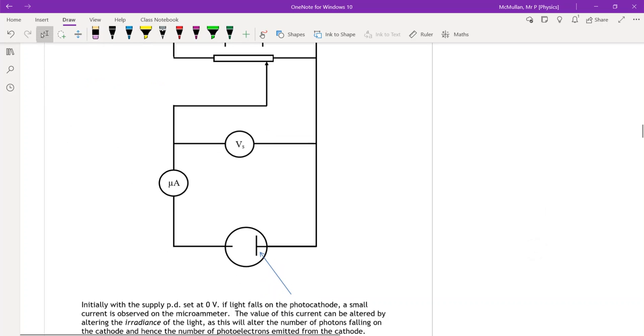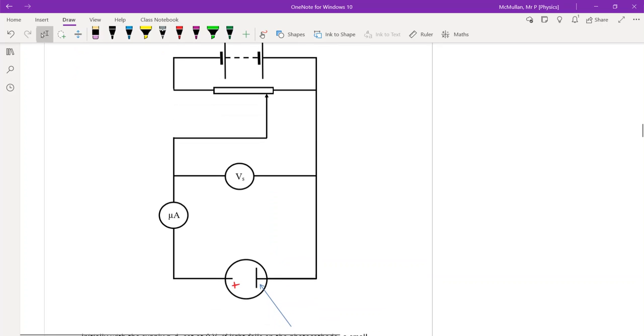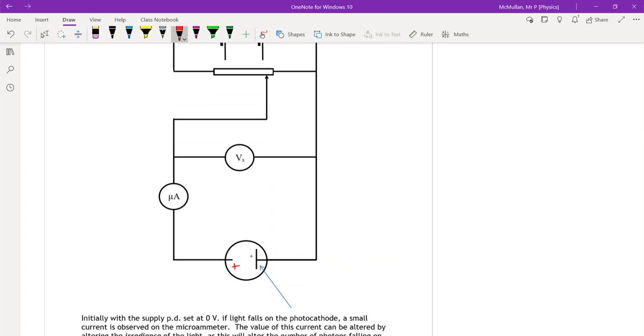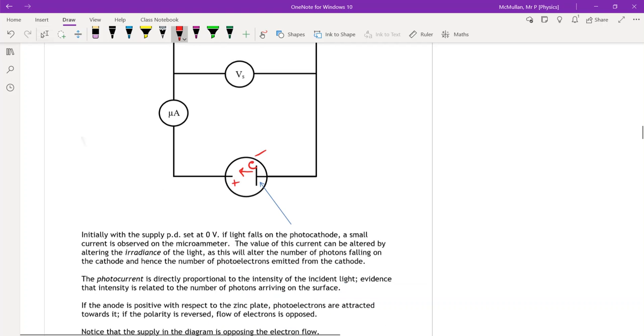So in this circuit, we have electrons. This is the positive terminal, and electrons are trying to get to there. That's the plate.